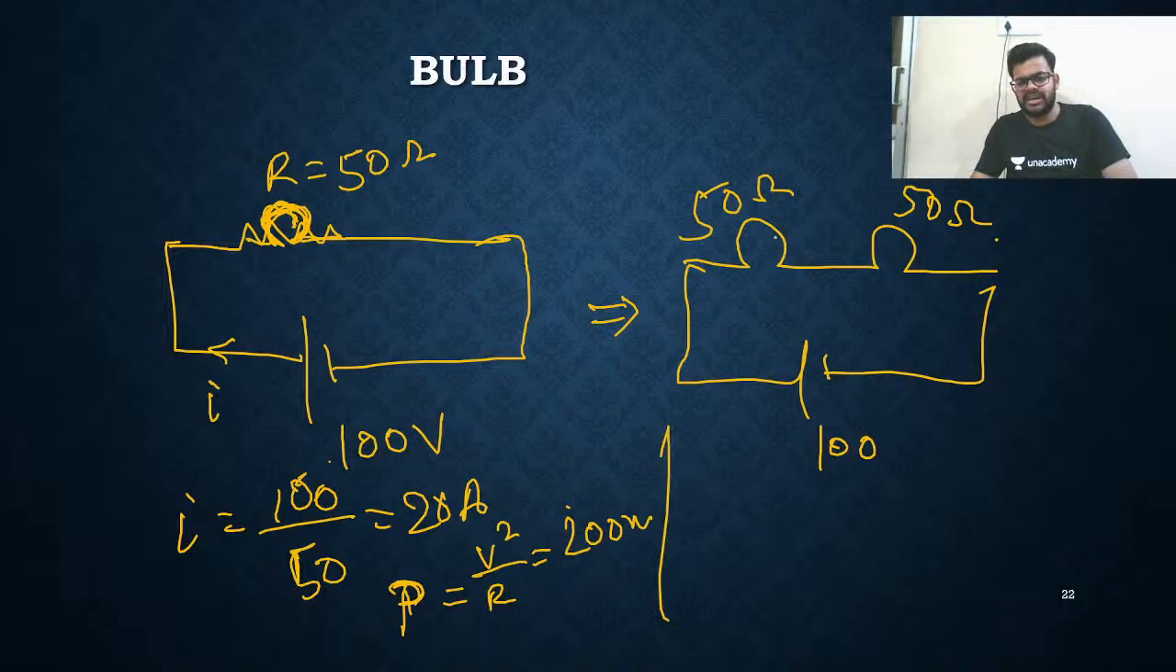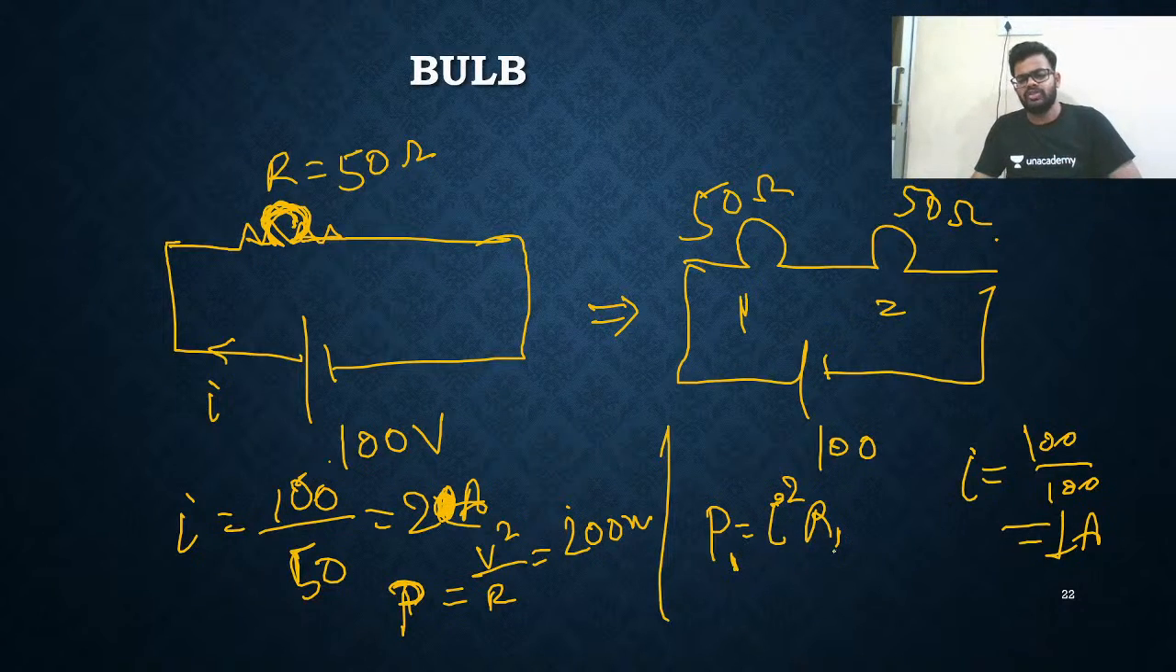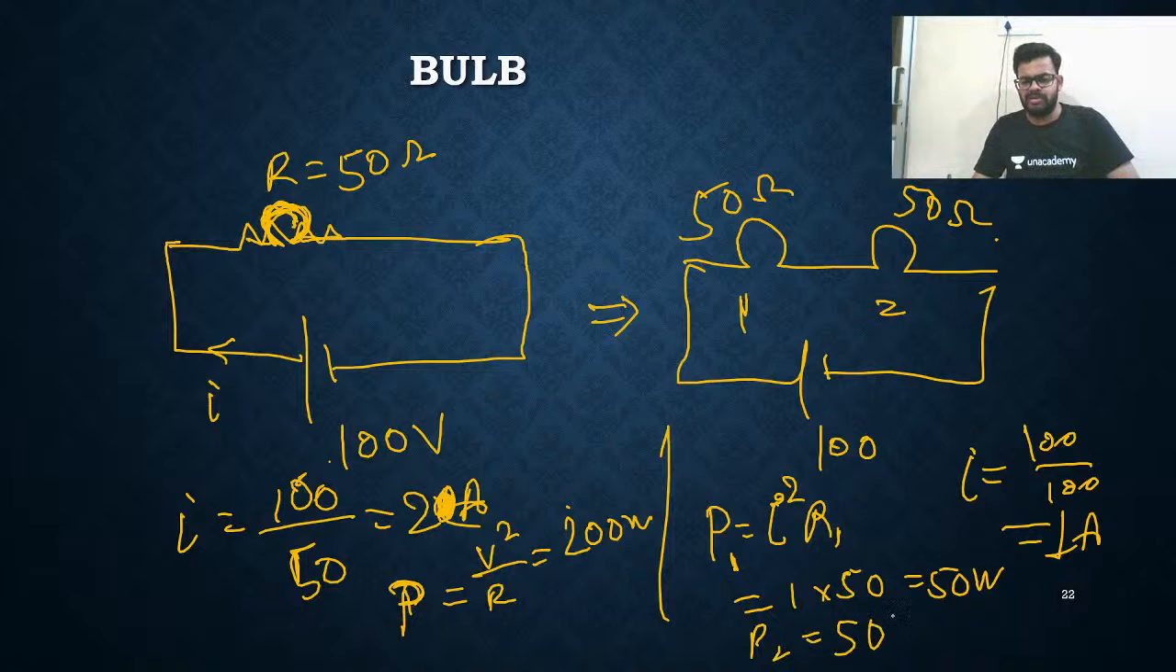Now in the second case, 50 plus 50, both are in series, so you are getting 100 ohm. So how much current will be there? Current you need to find, 100 by 100, sorry, that is just 1 ampere. Now what is the power consumed? You can write V square upon R equivalent, or you can write I square into R1 for the power consumed by the first bulb. So 1 into R1 which is 50. So it will consume only 50 watt power, and the second bulb is also consuming 50 watt power.